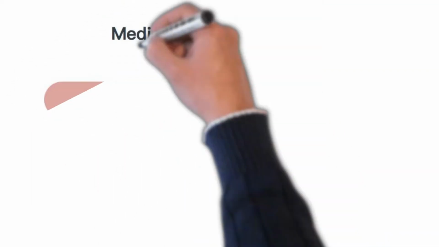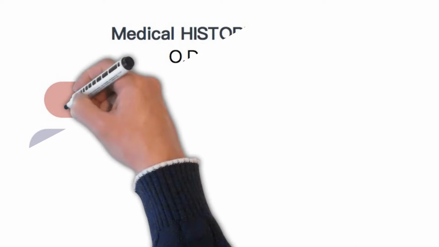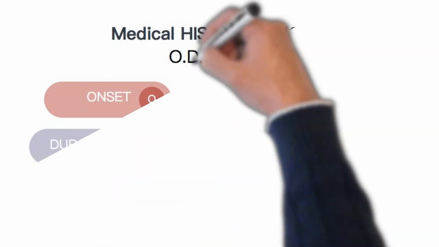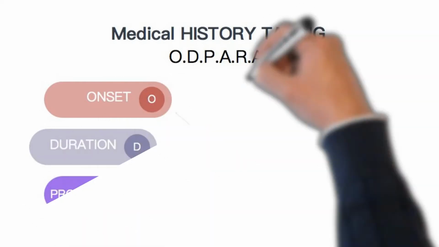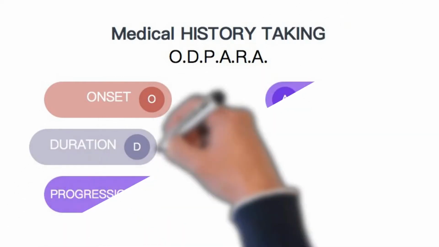Here, we are discussing relevant questions to take a brief history, keeping ourselves structured within a given time frame. Now, we ask detailed questions using the mnemonic ODPARA. Onset. How did it start? Did it come on suddenly, or gradually? Duration. For how long is it present?